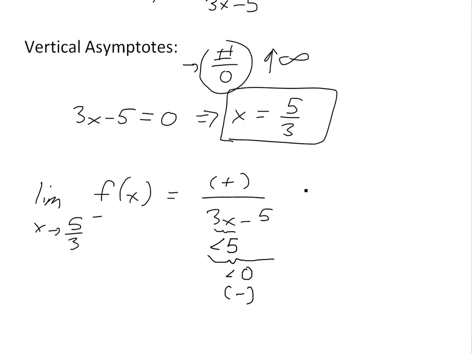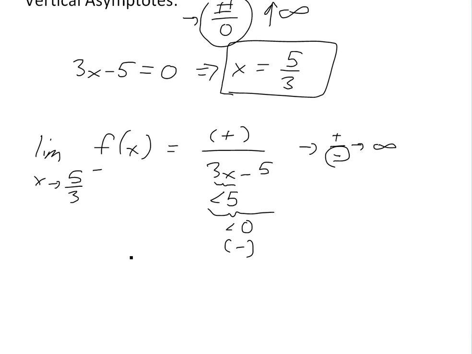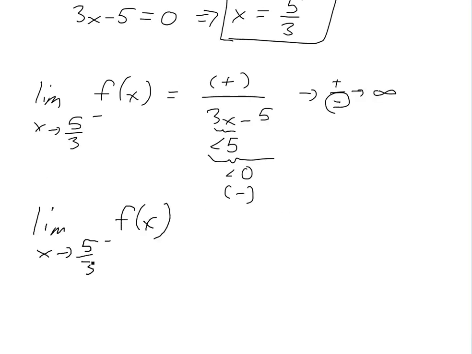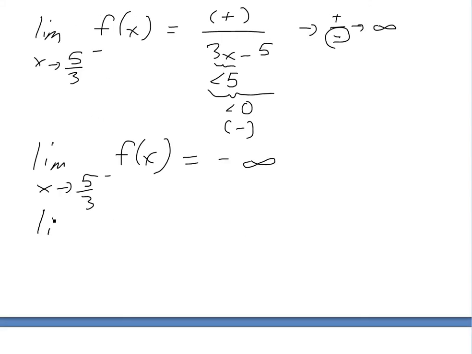So then basically we're going to have a positive divided by a negative, approaching infinity. So we're going to have it approach negative infinity right here. Or we could write: limit as x approaches 5 over 3 from the negative side of f of x equals negative infinity. And now let's look at the right side, or the positive side, so put a plus here, of 5 over 3.